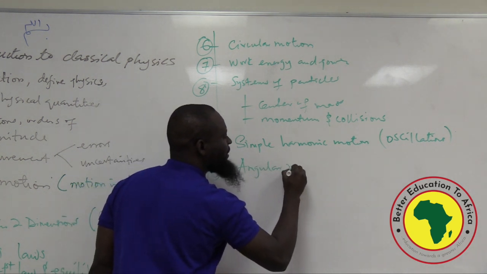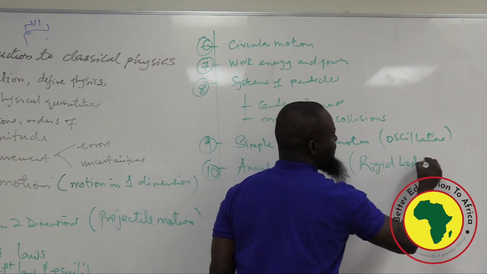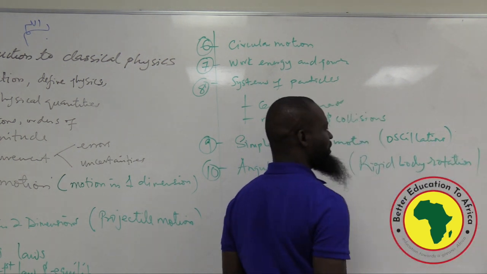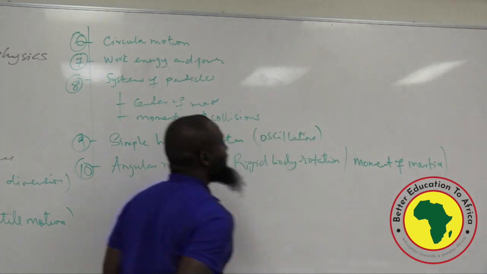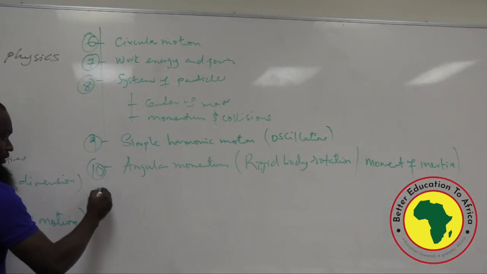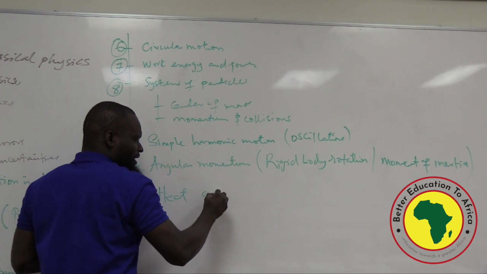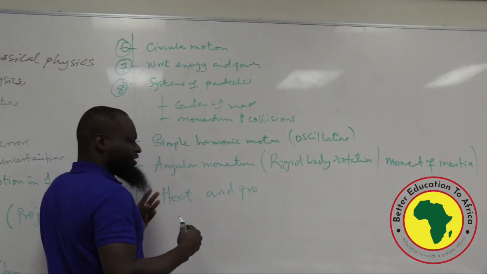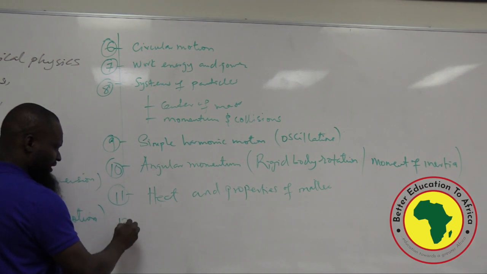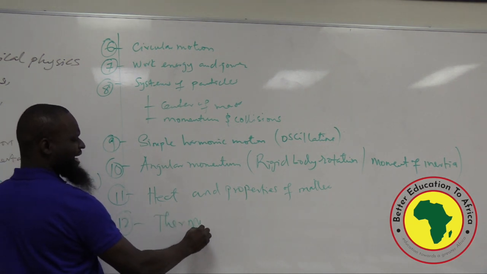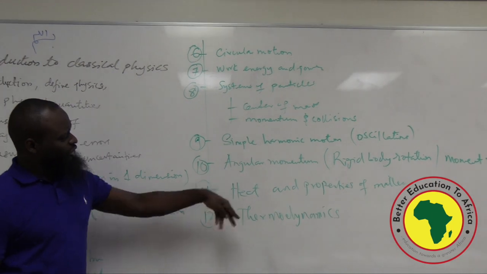Then we come to 10, where we're going to talk about angular momentum, under rigid body rotation and moment of inertia. Then we're going to talk about properties of matter a little bit. So we start with heat and properties of matter, not in so much detail, just like an introduction. After that, we conclude with number 12, which is some basics of thermodynamics, the laws of thermodynamics, just a basic introduction.